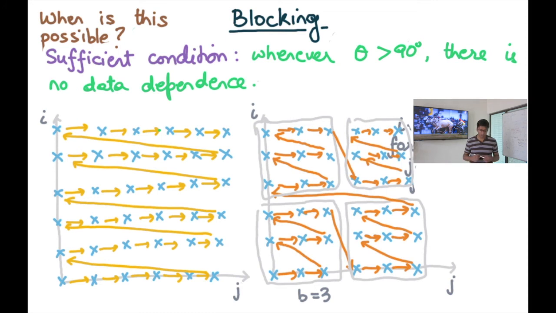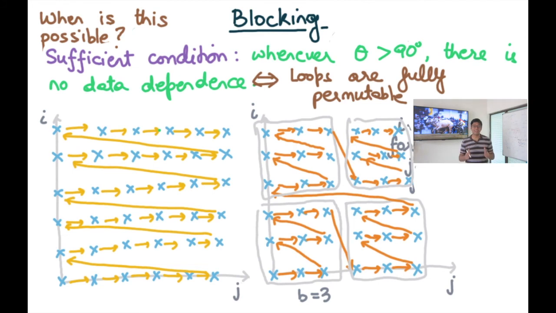And so here is a sufficient condition for when you can block. You can block whenever all the dependency edges belong to the 0 to 90 degree angle theta. In other words, whenever theta is greater than 90, there should be no data dependence between those two iteration points. So for any two iteration points, if you draw a line between them and theta is greater than 90, then it should be true that in my original program there is no data dependence between those two iteration points. And if that condition is met, then it is okay to do blocking.